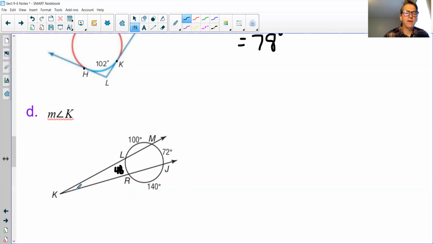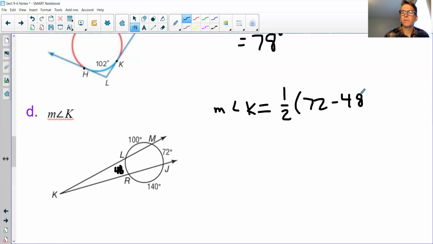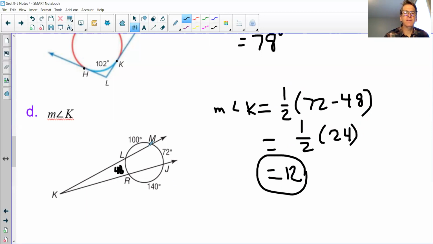All right, now we can find this angle K. So the measure of angle K is equal to 1/2 the difference of 72 minus 48. So we're looking for that angle K. 72 minus 48 is 24. So we have 1/2 of 24, and that's 12. So again, in this case, they're giving you 3 pieces. Find the last piece on the circle and go from there.